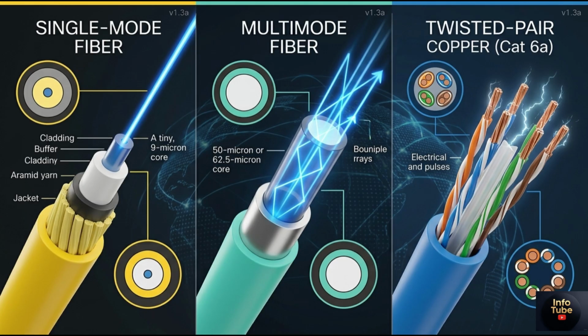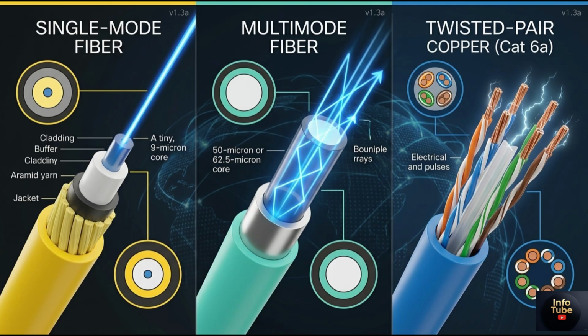Moving to Objective 1.3, we are going to compare physical interface and cabling types. Think of these as the actual highways that carry our data. Objective 1.3a covers single-mode fiber, multimode fiber, and copper. Let us start with fiber optic cables, which use pulses of light to send data.